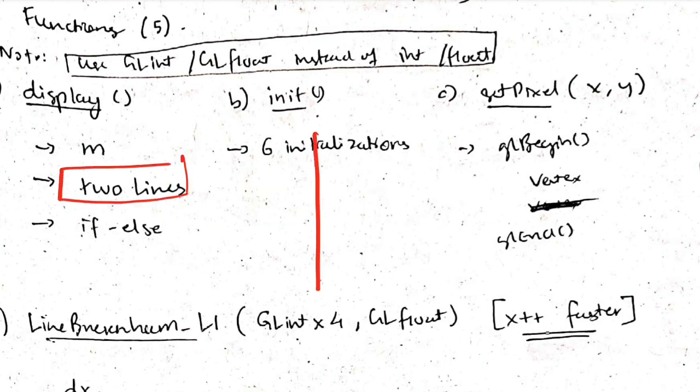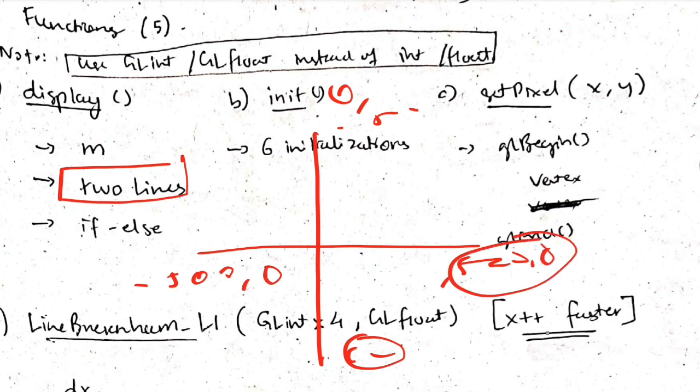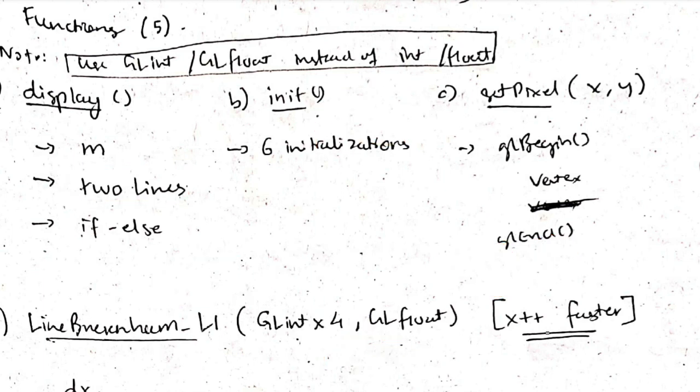Which are the 2 lines? The vertical line and the horizontal line. Remember the vertices, minus 500 to 500, and here also minus 500 to 500. So write it accordingly: 0 comma 500, and this is 0 comma minus 500, minus 500 comma 0, and 500 comma 0. These are the points in between which we are drawing the lines. In between we are changing the color as well. We'll be discussing now what that is.